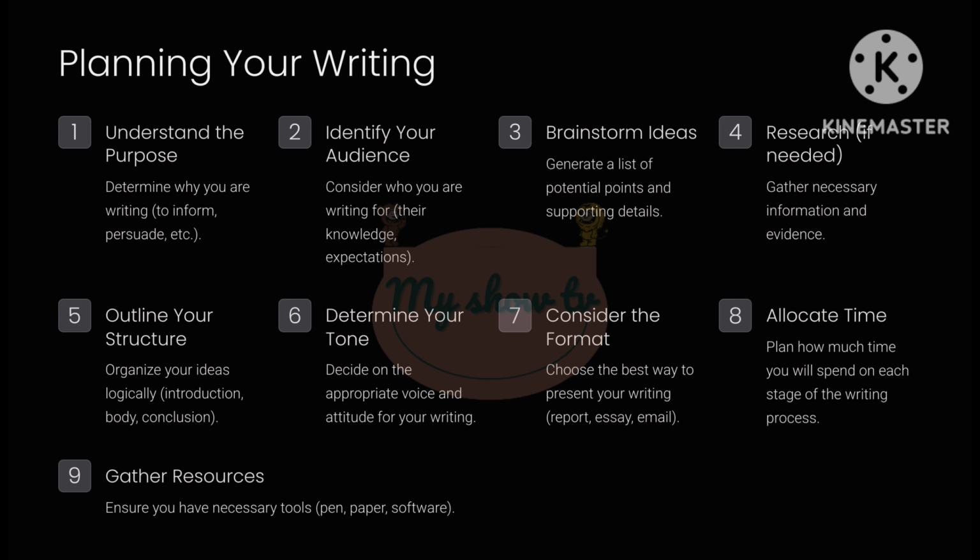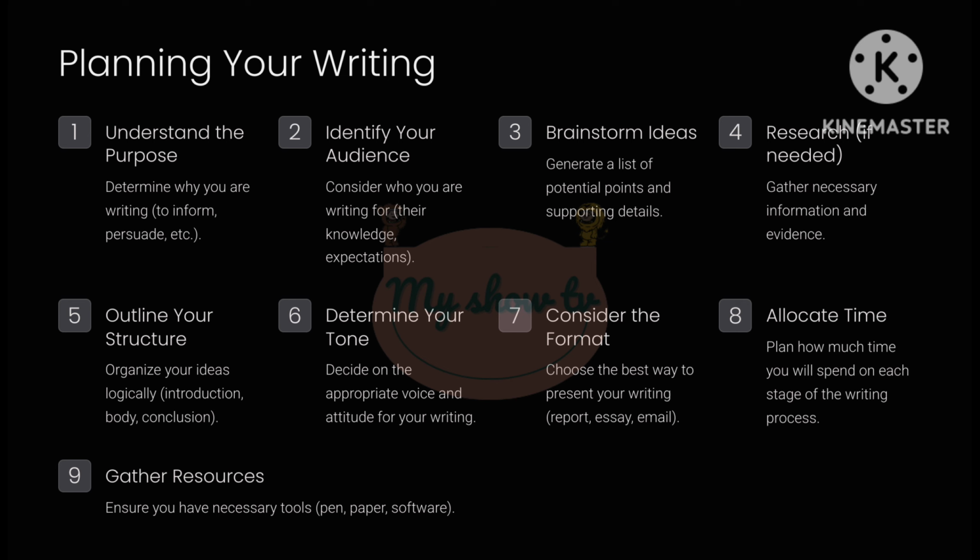Slide 2. Planning your writing. Let's break down the key steps in planning your writing. This stage is all about setting yourself up for success before you even start drafting. 1. Understand the purpose. Before you write a single word, you need to be clear about why you are writing. Are you trying to inform your reader about something? Are you trying to persuade them to agree with your viewpoint? Are you telling a story? Knowing your purpose will guide your choices in terms of content, tone, and style.